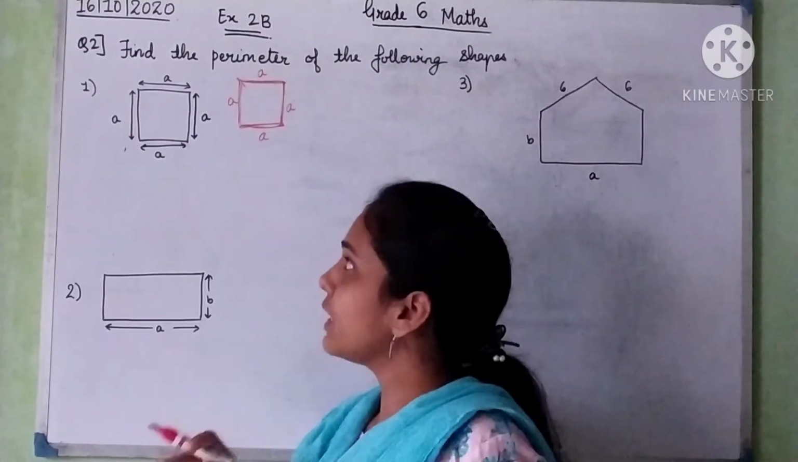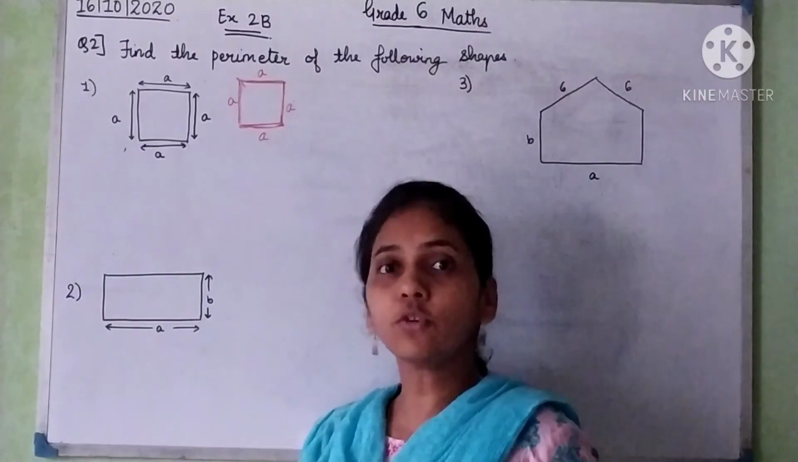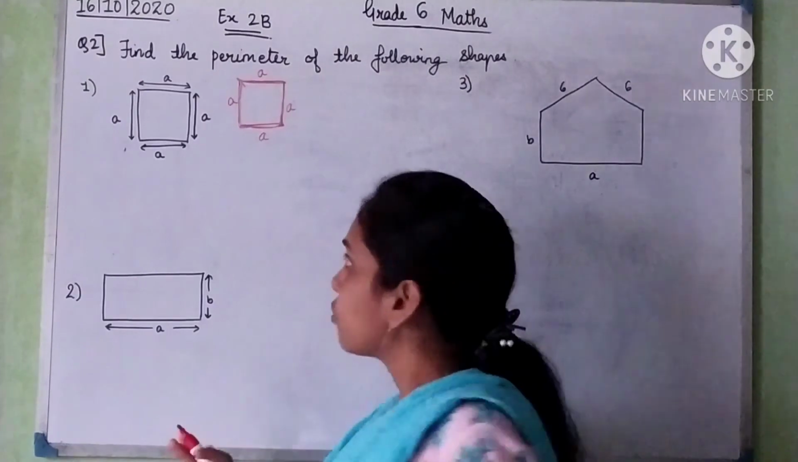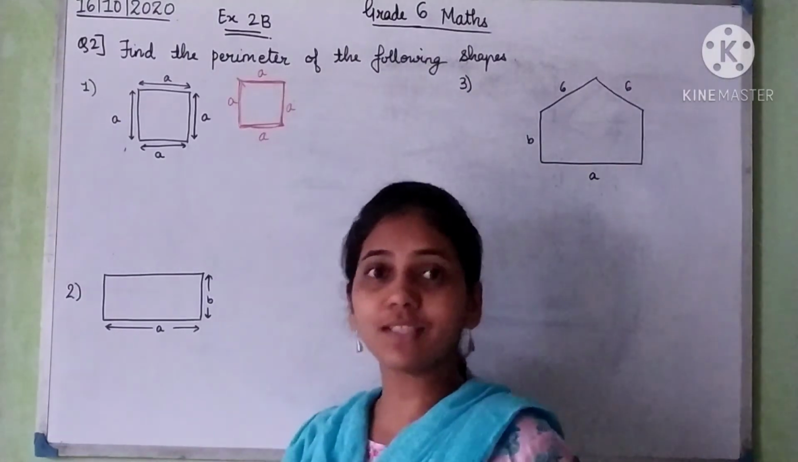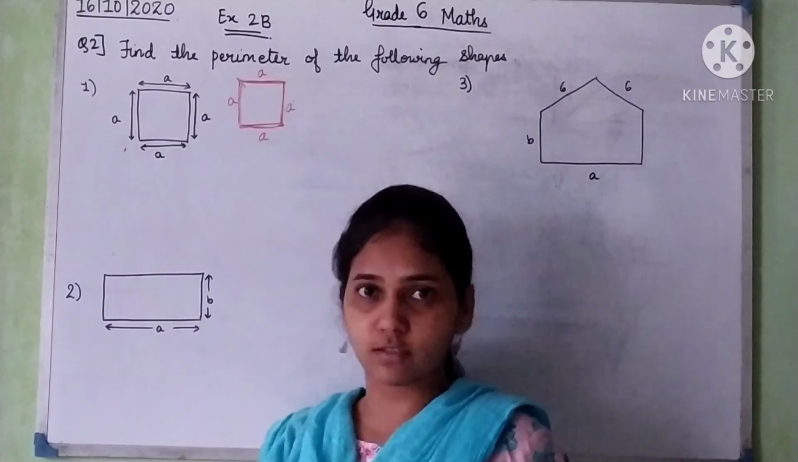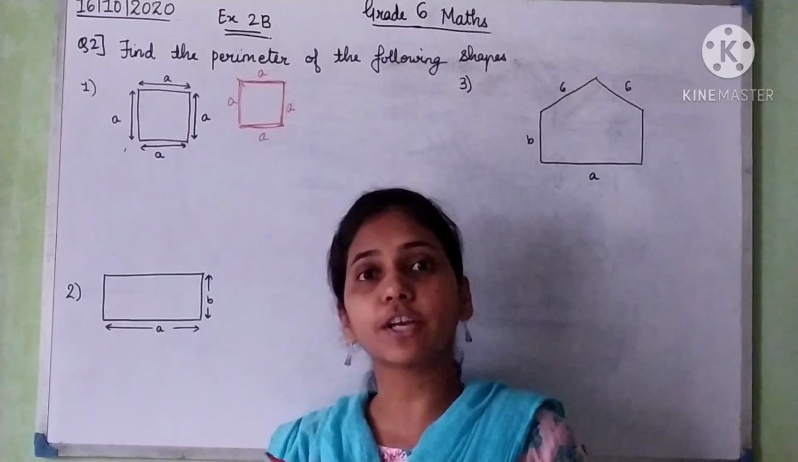So we can directly use the formula for the perimeter of a square, or we can even go by the sum of the boundaries. So here let's go by the sum of the boundaries. In the notes I have given you the formula. You can check both the ways. Even if you use both the ways, the answer is going to be the same.